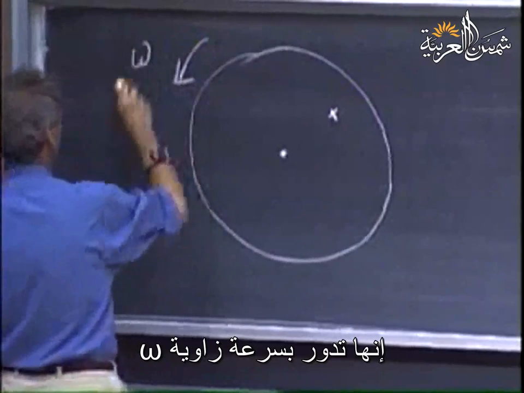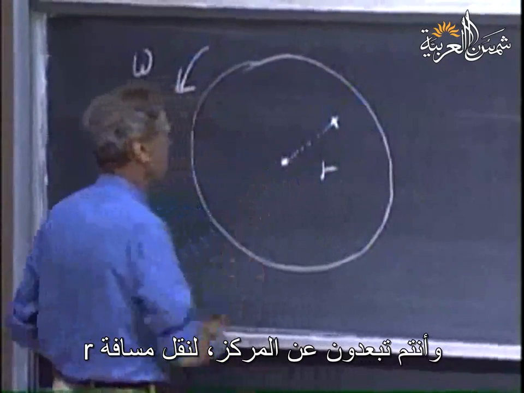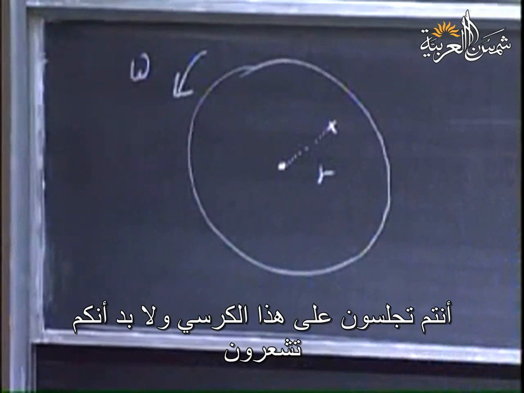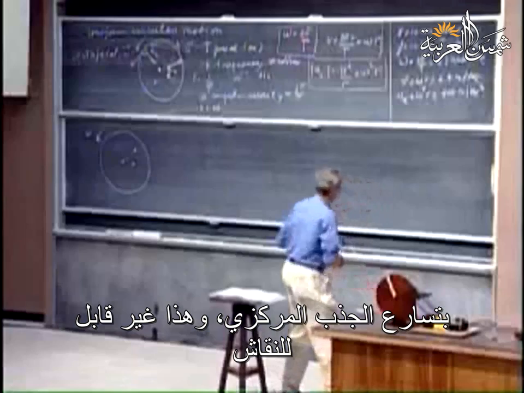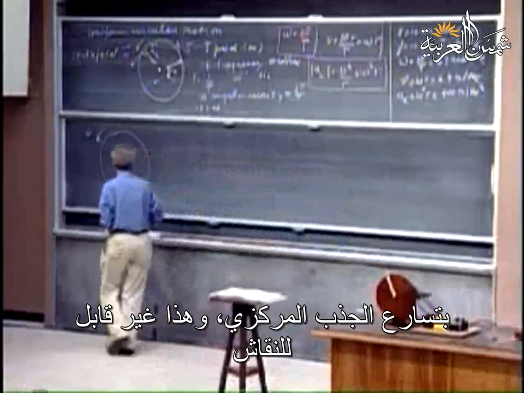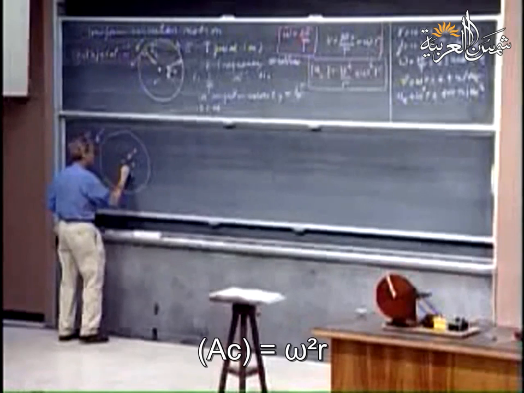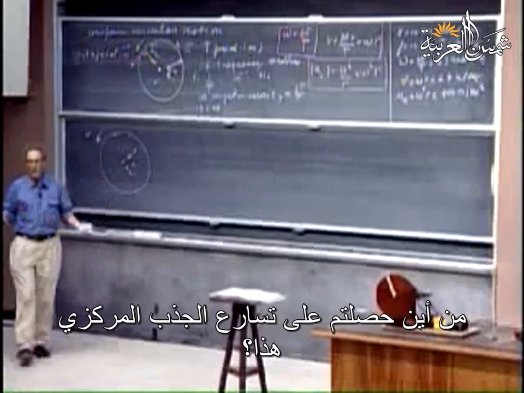It's going around with angular velocity omega, and your distance to the center, let's say, is little r. You're sitting on this chair, and you must experience, that is non-negotiable, centripetal acceleration, A of c, which is omega squared times r. Where do you get it from?